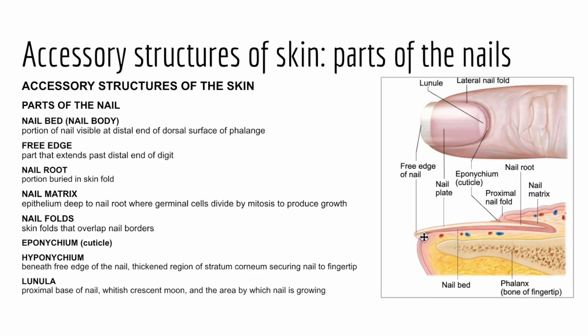Further, we have what's called a hyponychium. We don't actually see it labeled, but the hyponychium is found here. It's found beneath the free edge of the nail, and this thickened region of the stratum corneum secures the nail to the fingertip. Found at the proximal base of the nail here, we have what's called the lunula or lunulae. And this is our little crescent moon. It's the area by which the nail is growing, and it appears white because we have vascular tissue underneath which isn't showing through due to the thickened region of the epidermis in this area.